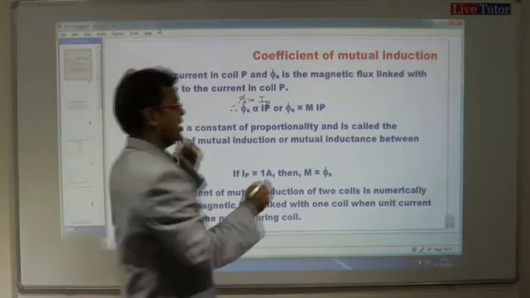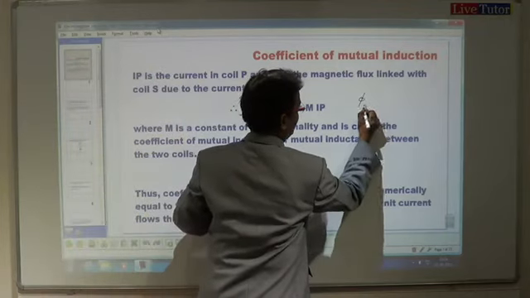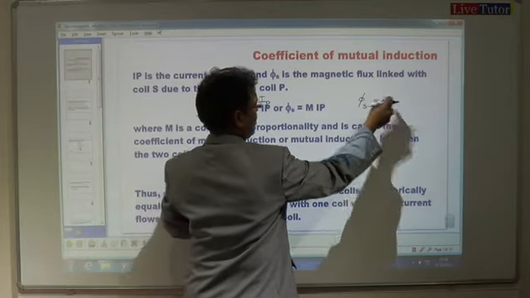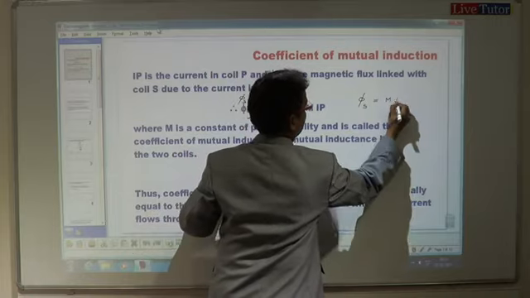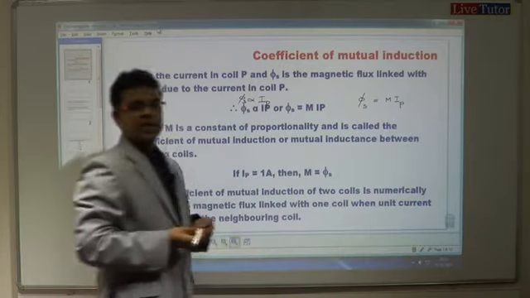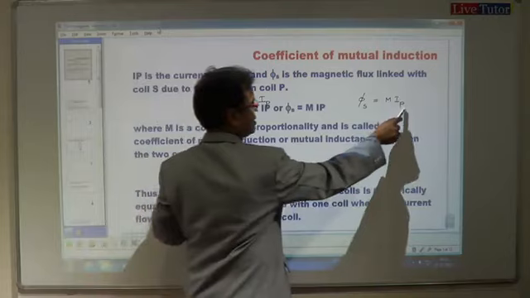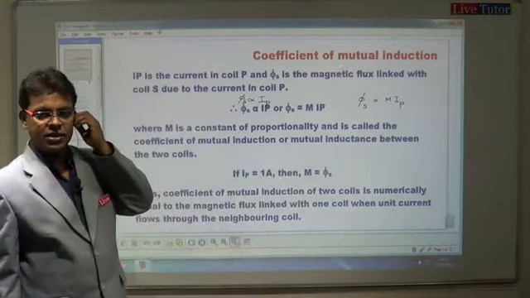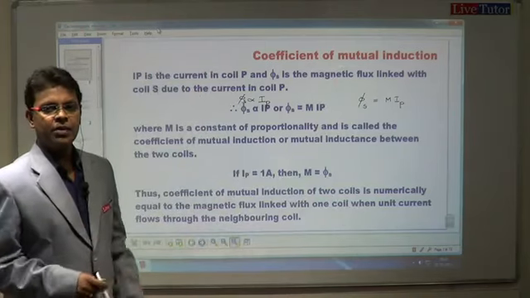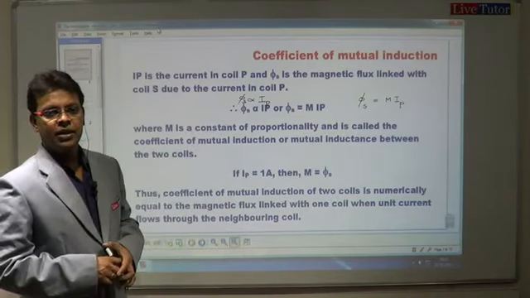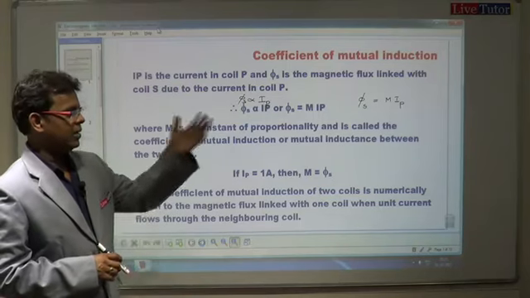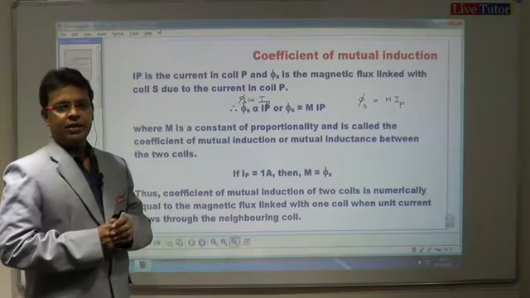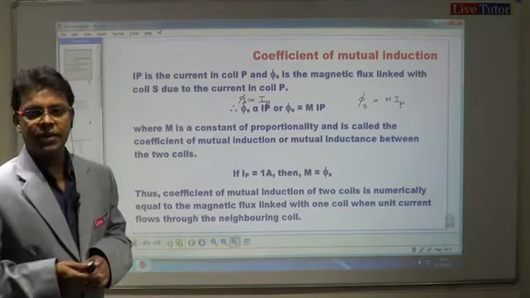Or otherwise we can say proportional symbol எடுக்கும்போது என்ன ஆகும், phi s is equal to, we are adding a proportionality constant of proportionality M into IP, right? So where IP is the current in the first coil and M is the coefficient of mutual induction, that is a symbol. In the previously L னு பார்த்தோம், இங்க என்ன பண்றோம், M னு பார்ப்போம், right? M is the coefficient of mutual induction, right? Now we are going to define what is the numerical value of this coefficient of mutual induction.